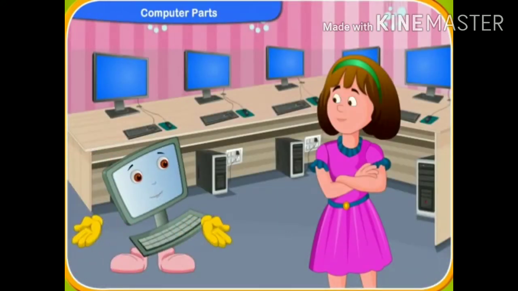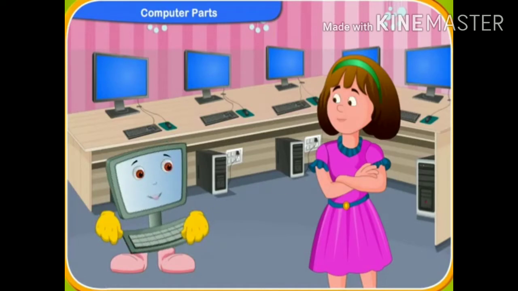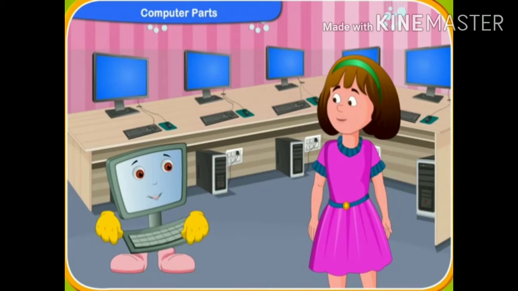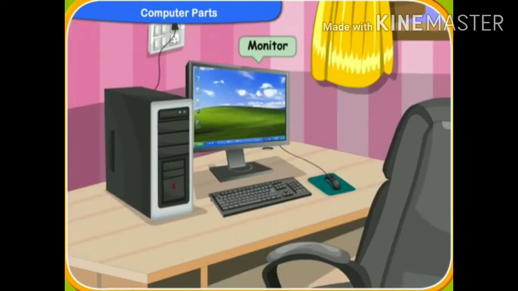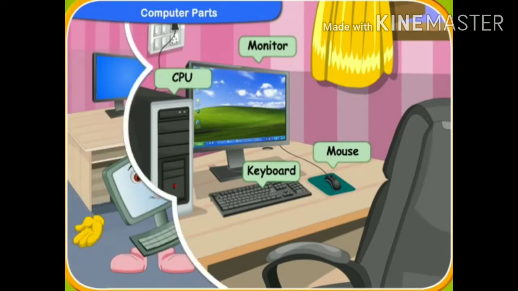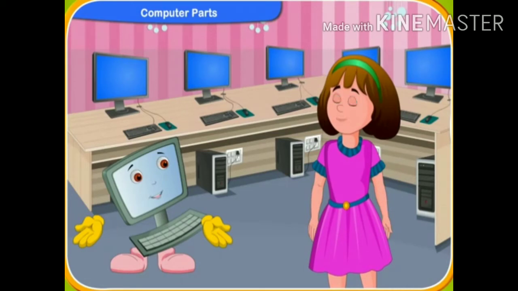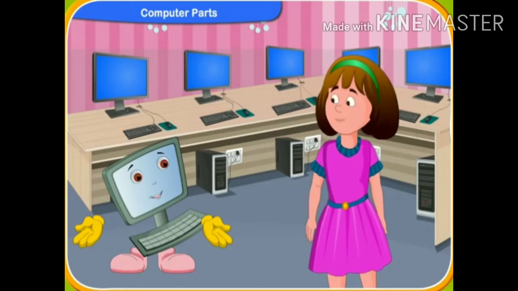Look, Rennie. This is a computer. Kliko, the computer seems to have many parts in it. Yes, Rennie. A computer is made up of different parts. The monitor, the CPU, the keyboard and the mouse are four major parts of a computer. All these parts are very important. Please tell me how these parts are important for a computer.